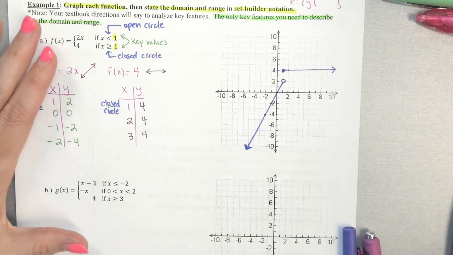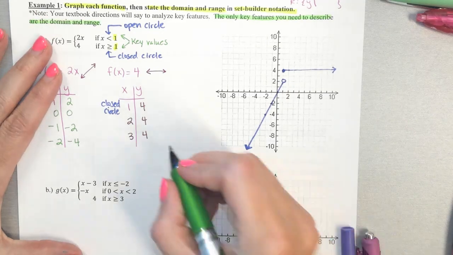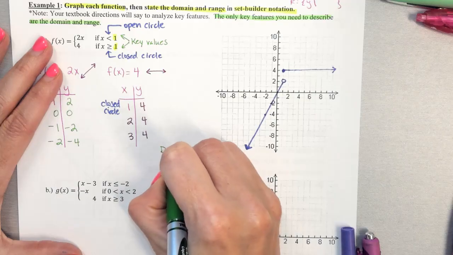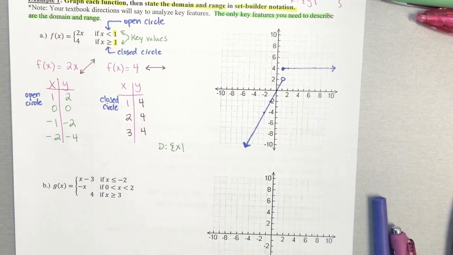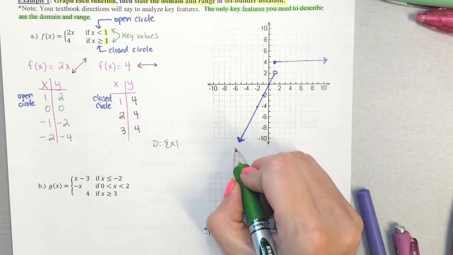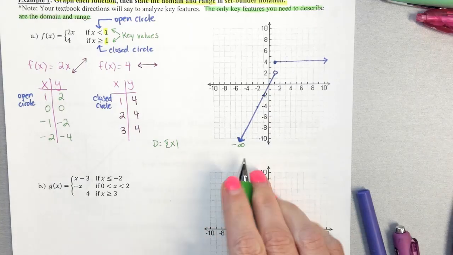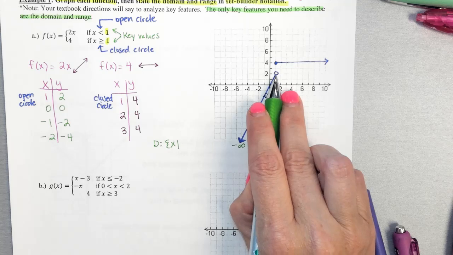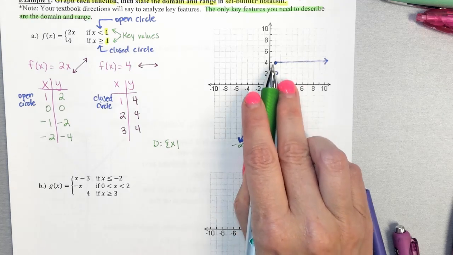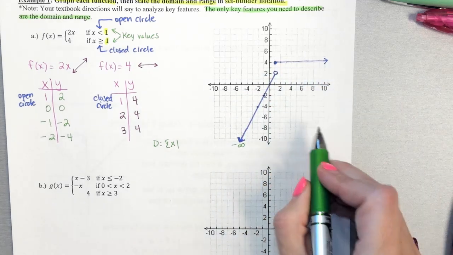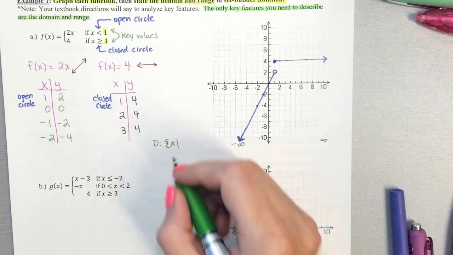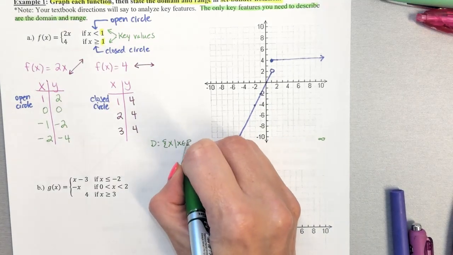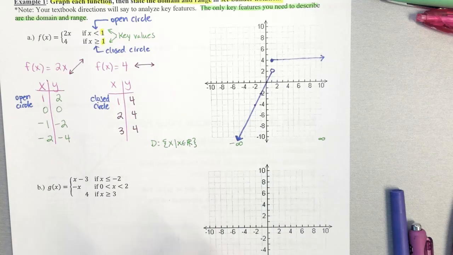Okay, and then with our domain, we're just going to be looking at our x values. So my lowest x value is negative infinity. And then I'm here, and even though there's an open circle here, the closed circle means there's no gap and it just continues to the right. So this is going to be all real numbers for the domain.